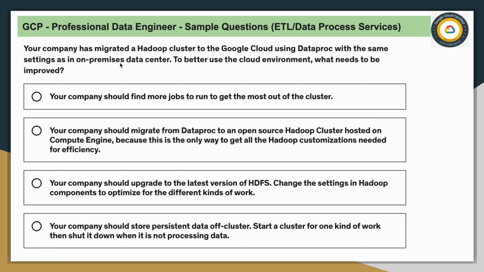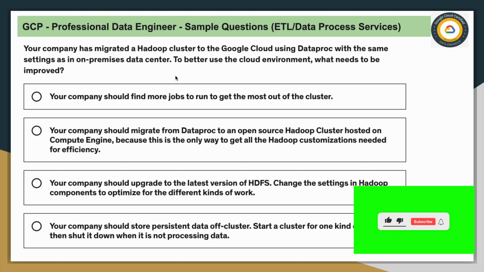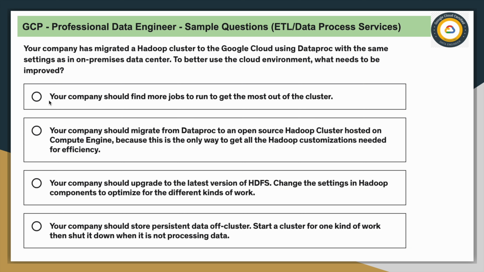Your company has migrated a Hadoop cluster to the Google Cloud using Dataproc with the same setting as in the on-premise data center. To better use the cloud environment, what needs to be improved? Now we'll read the options one by one. Your company should find more jobs to run to get the most out of the cluster. I don't think so, because whatever jobs you have on-premise, usually you will try to run those jobs on the cloud as well. This doesn't make sense, and we can ignore this option.